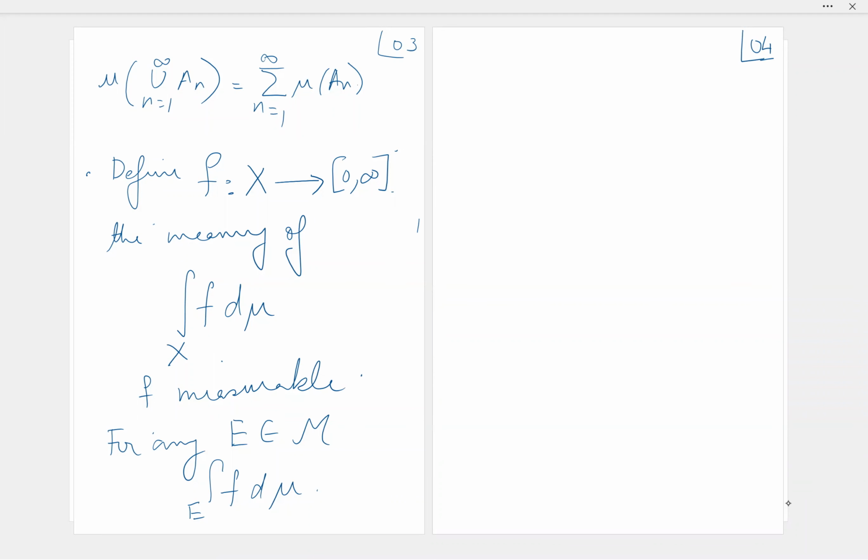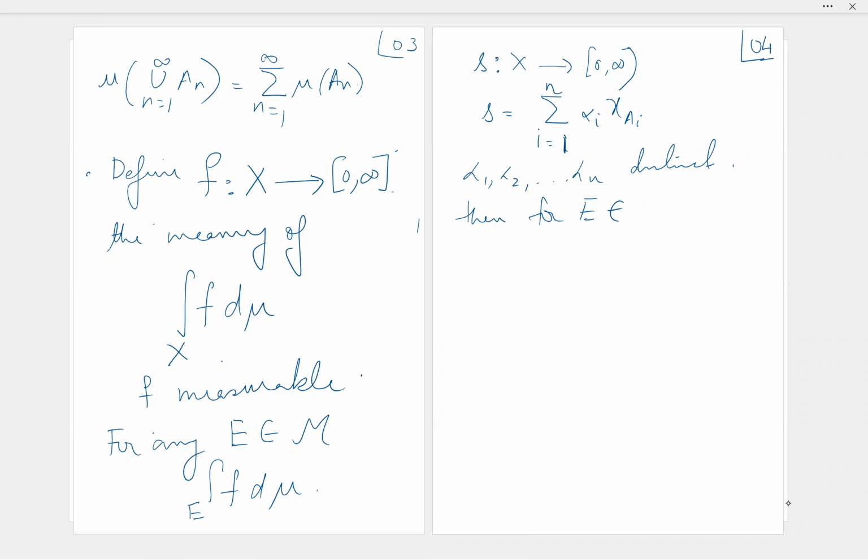Sigma alpha i mu of E intersection A i. No, that is for simple functions, right? This I mean for any function f. Okay, so that is done in two steps. For example, you call something a simple function, a function f. So I don't want to repeat everything, but just to refresh our memories. So if s is of this type, so for E belonging to M, we define first.